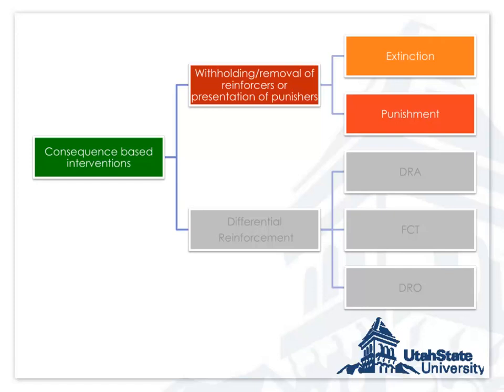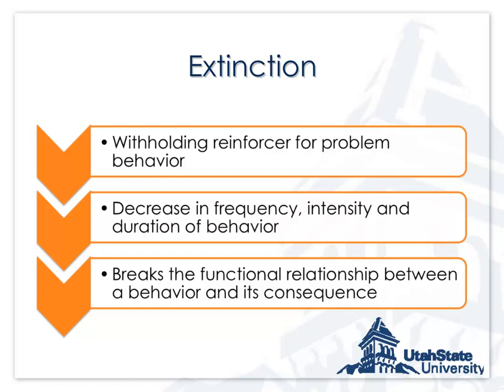inappropriate behaviors. Using extinction for problem behavior happens when reinforcement of a previously reinforced behavior is discontinued. As a result, the behavior should decrease in frequency, that is, how often it happens, and in intensity and in duration. Withholding reinforcement in this case is said to break the functional relationship between a behavior and its consequence.